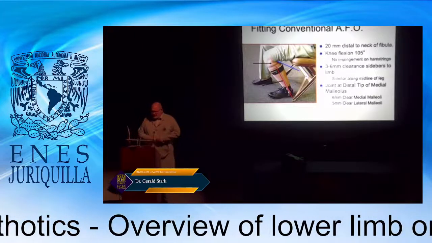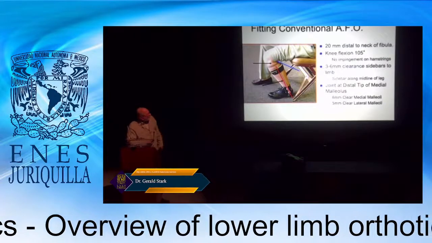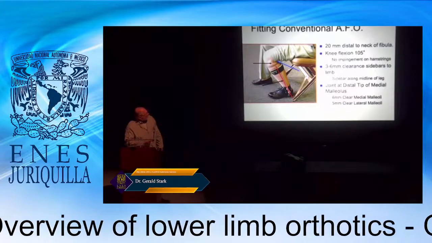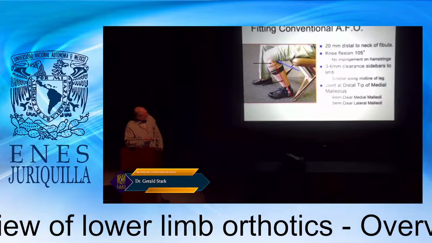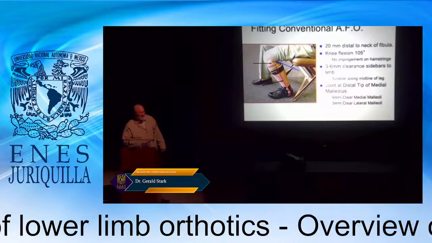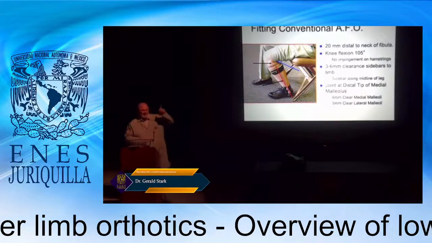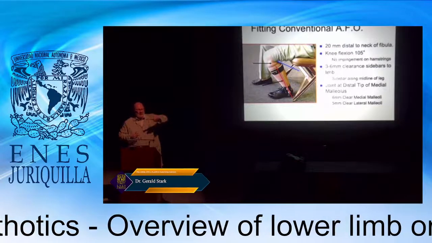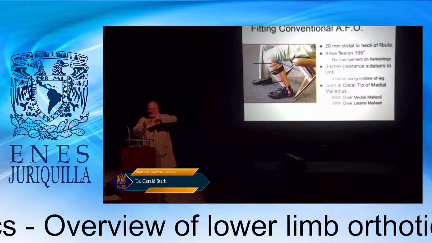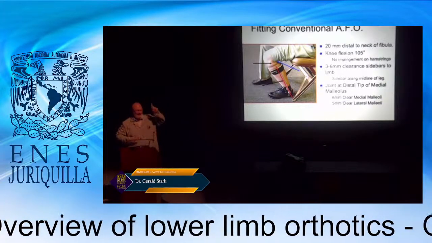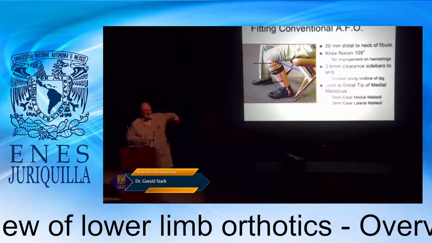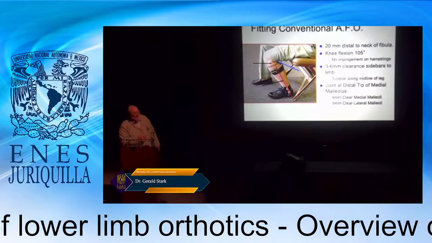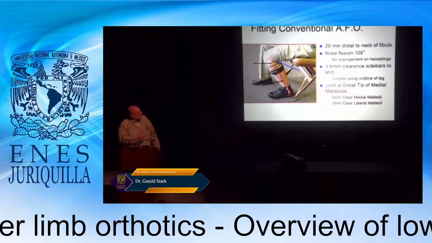So when we fit the conventional AFO, we're really looking to make sure that the proximal trim line is 20 millimeters distal to the fibula. And we like to say it's at least 1 finger width difference. And just because I had to, I measured my finger to calibrate it, and my finger is calibrated to exactly 20 millimeters. So if it's below the neck of the fibula, which is a drop off, we will not pinch onto the peroneal nerve.